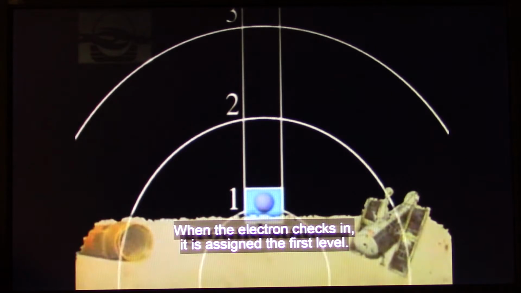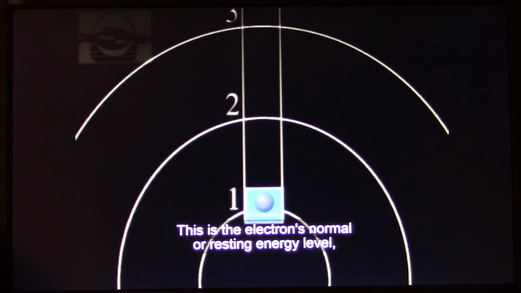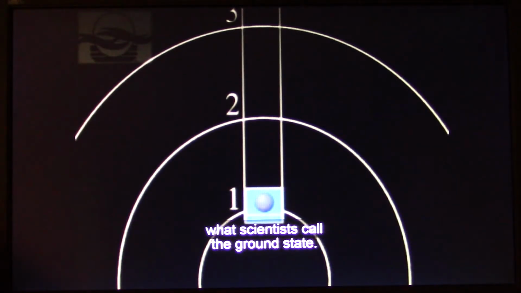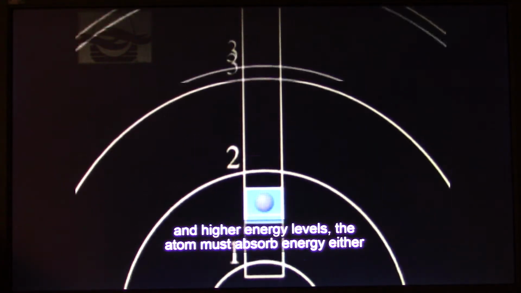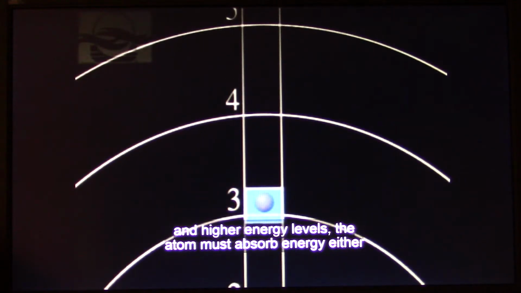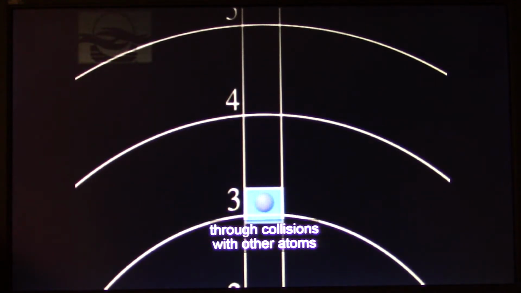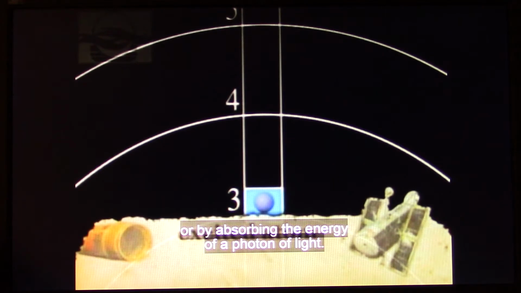To move the electron between the ground state and higher energy levels, the atom must absorb energy either through collisions with other atoms or by absorbing the energy of a photon of light. An atom that has absorbed energy in this way is said to be an excited atom.